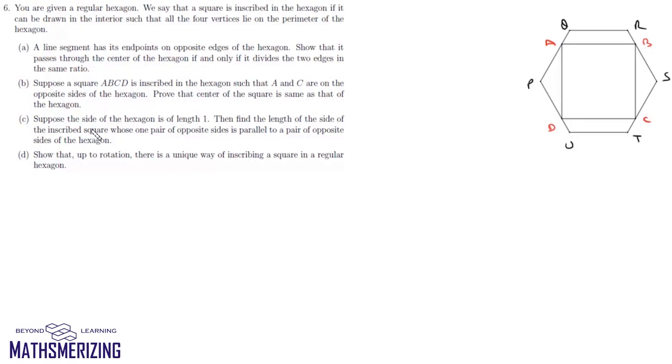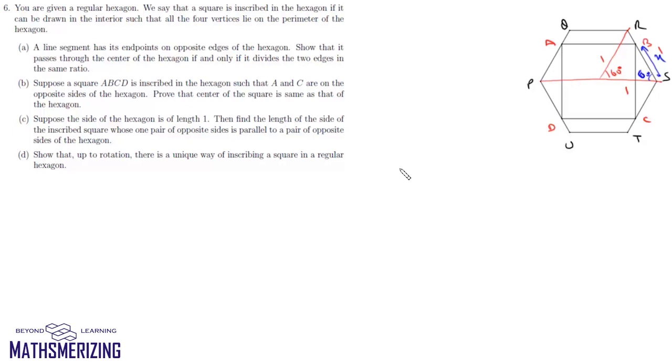Now part C is, suppose the side of hexagon is of length 1 unit, then find the length of the sides of inscribed square whose one pair of opposite side is parallel to a pair of opposite side of a hexagon. So we have this square ABCD inscribed in this hexagon. Now it is given that length of this side is 1 unit. So this is 1, and this is also 1 unit, since it will be an equilateral triangle. Now we need to find length of this square. So what we'll do is we'll say, suppose this length BS is simply x. Now this angle will be 60 degrees.